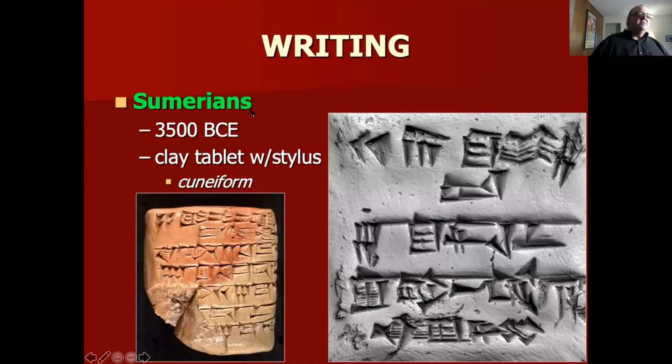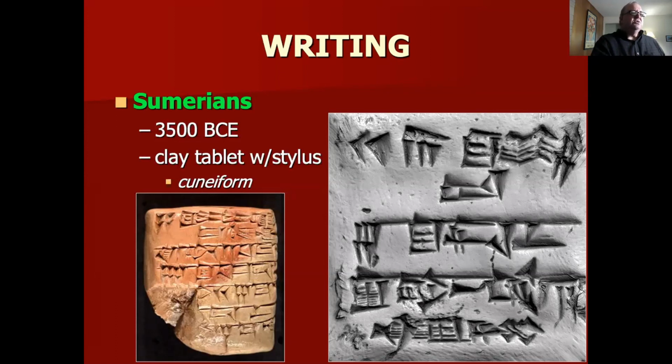So the earliest writing that we are aware of that we would think of as writing was done by the Sumerians, and they used a clay tablet with a stylus, a specially shaped stick, essentially, and it was called cuneiform, which refers to the sort of triangular shape of all the symbols and all the marks that are made here.